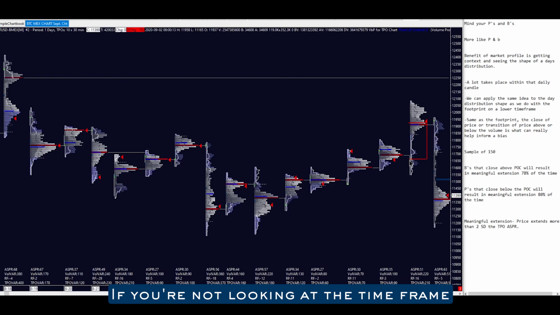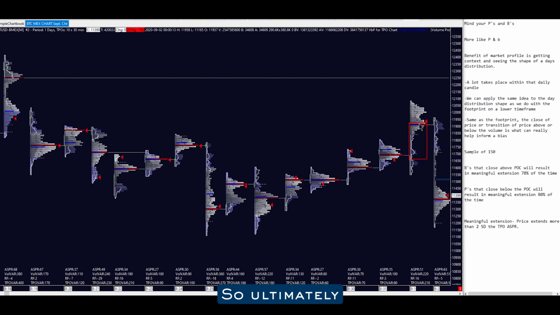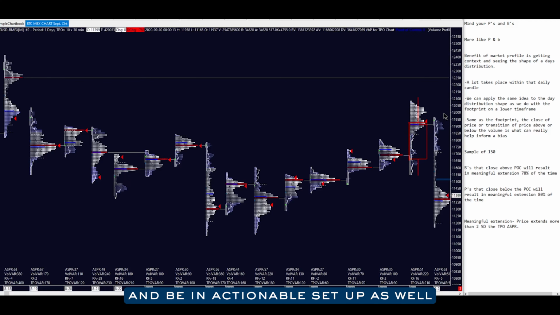If you're not looking at the time frame, you don't know what you're looking at, they're all looking the same, right? So ultimately, candles, structures, patterns are all fractal. Things that happen on the 5-minute are actionable. The same setup can happen and look identical on the daily and be an actionable setup as well.